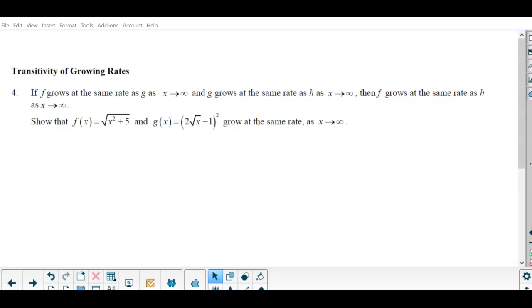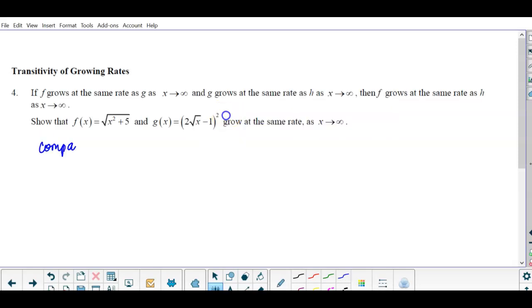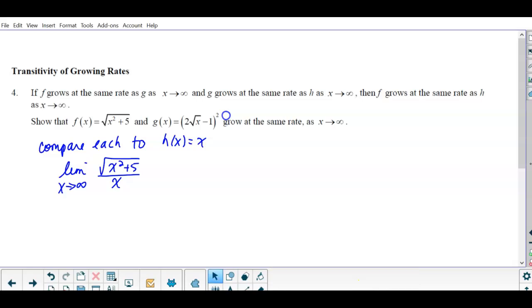So for example, f of x, root of x squared plus 5, g of x, show that they grow at the same rate. Now you can just do the ratio of them, okay? Or you could compare it to something easy, like x. So we're going to compare each to another function. Let's call it h of x. Okay. So now the limit of f of x over h of x. Okay, what happens there? That's pretty easy to do.